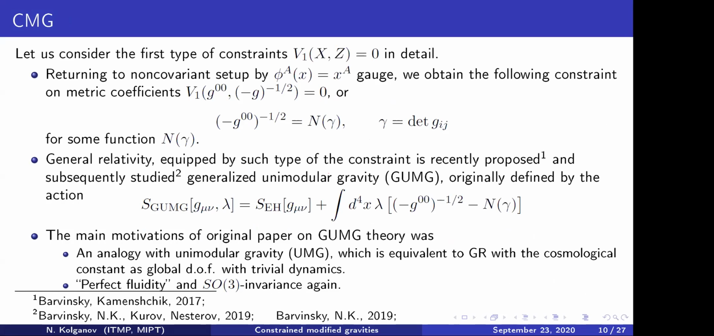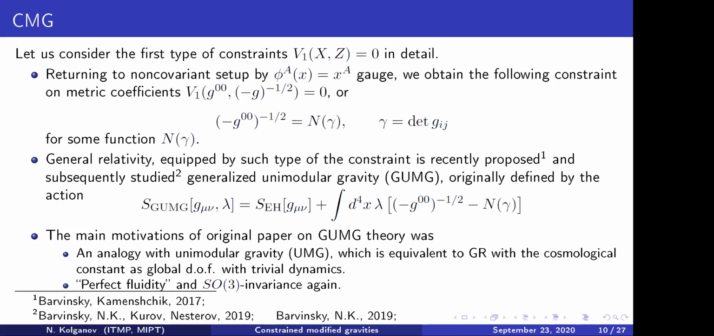General relativity equipped with this type of constraint is nothing but generalized unimodular gravity, which was recently proposed by Barvinsky and Kamenshchik a few years ago. In the following years, this theory was extensively studied by me, Barvinsky, and some other people. In the next couple of slides, I would like to discuss this generalized unimodular gravity. And after that, I would like to make a new conclusion, which follows from covariant versions of this theory. May I ask a question? Yeah.